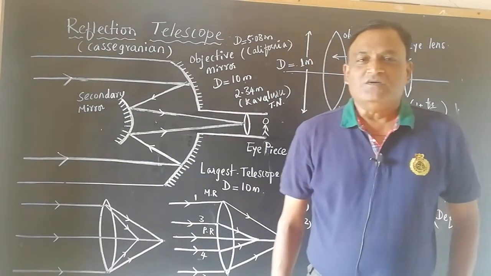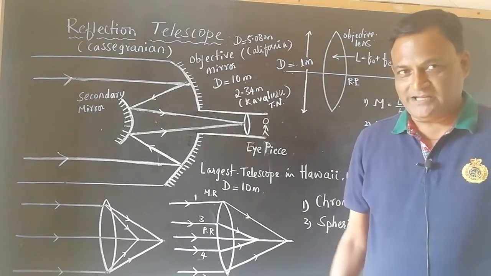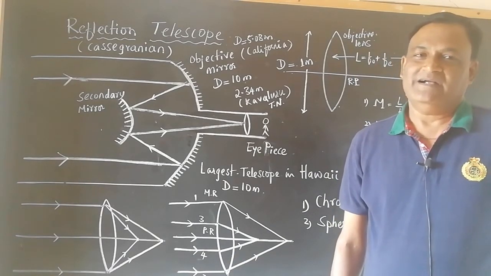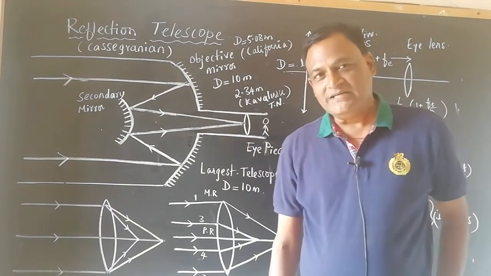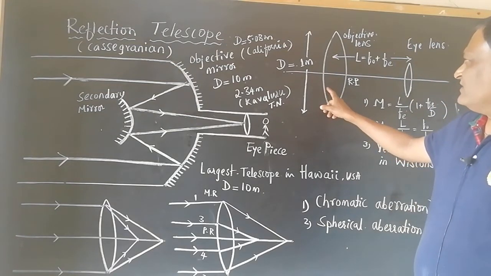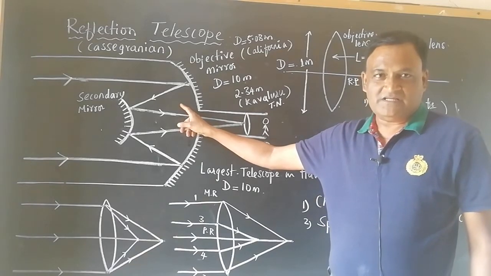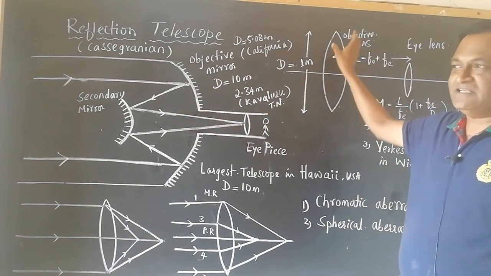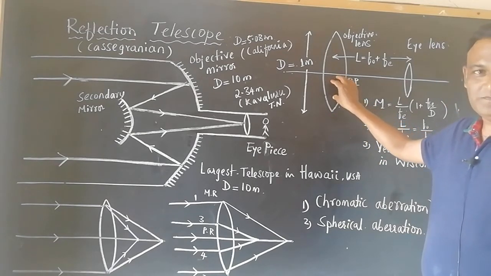Hello, good morning students. In the previous video we discussed the types of telescopes and defined the angular magnification or magnifying power of the telescope. The improvised version of a refraction type telescope is a reflection type telescope. Let us recall what we discussed in the previous video about the telescope.